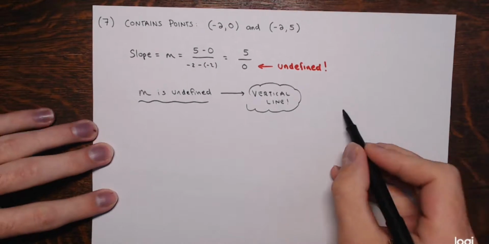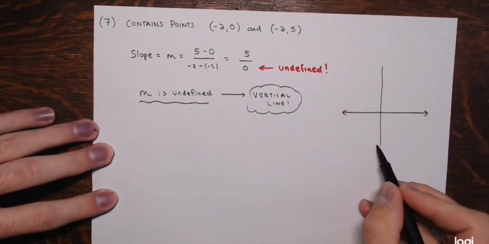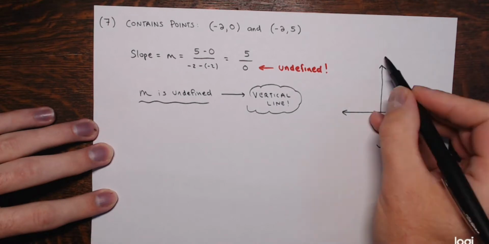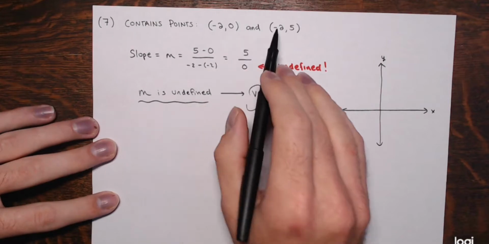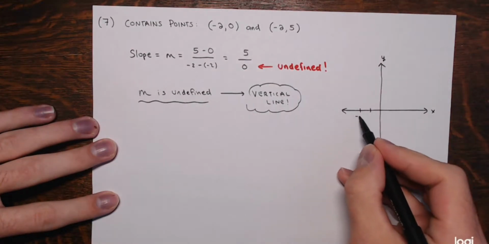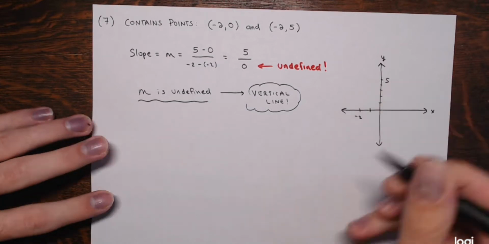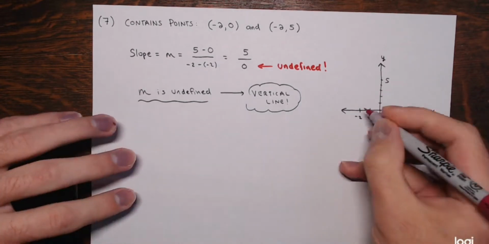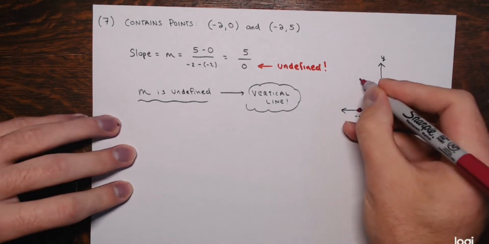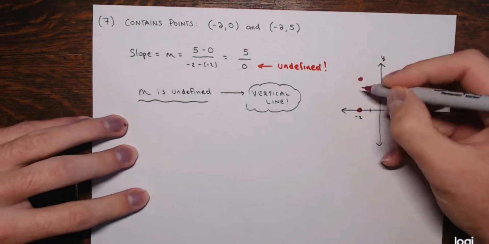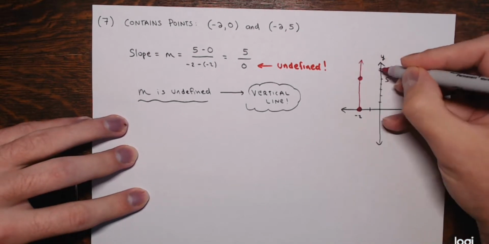Let me draw this. Again, a very quick xy plane over here. And you notice again that these 2 points have the same x coordinate. I go to negative 2 on the x, and you've got these 2 points. Negative 2, 0, that's the x-intercept, and then negative 2, 5, and these are directly above and below each other. This is a vertical line, straight up and down, parallel to the y-axis.